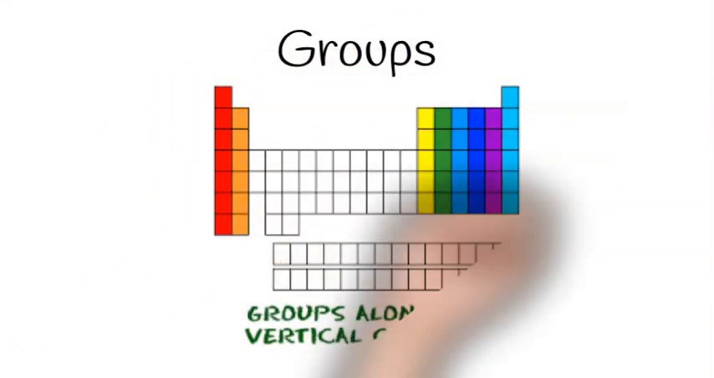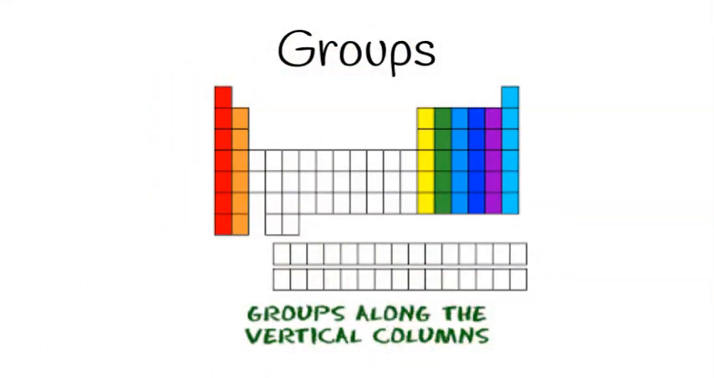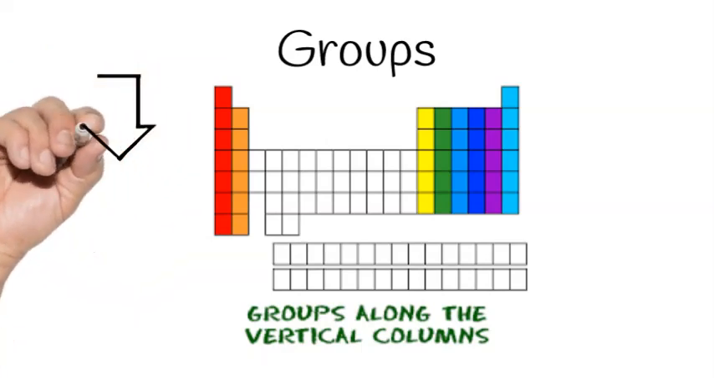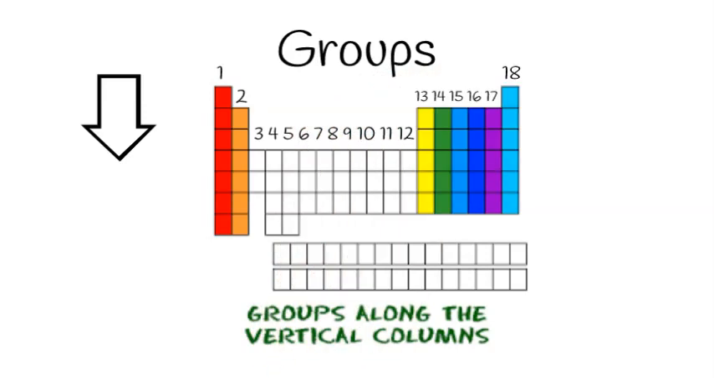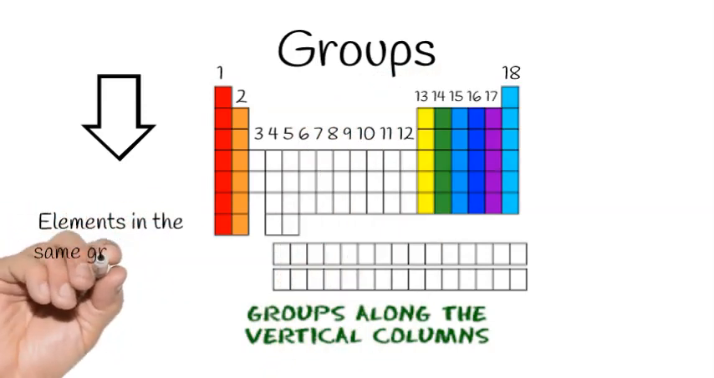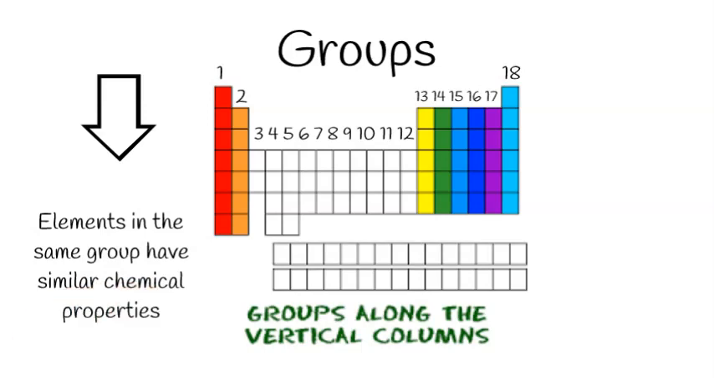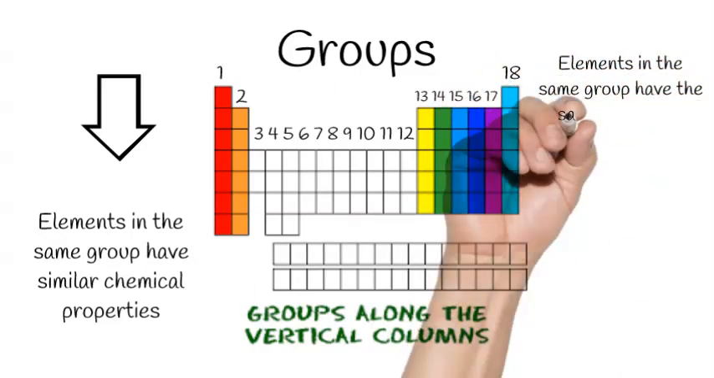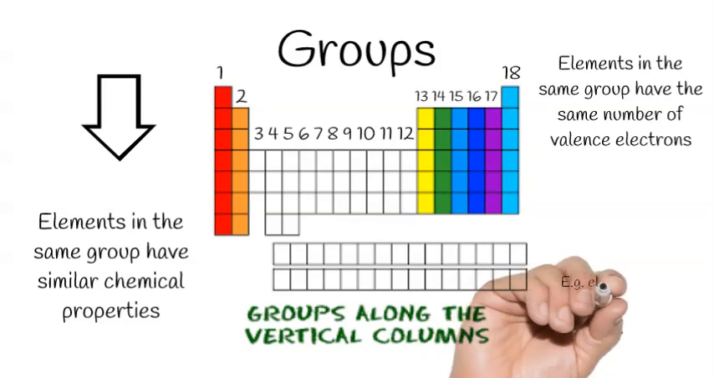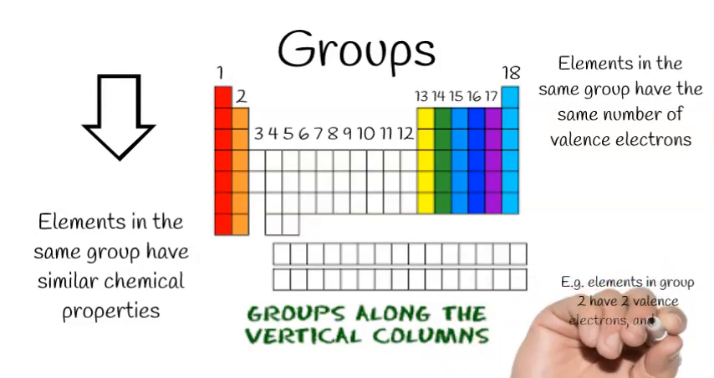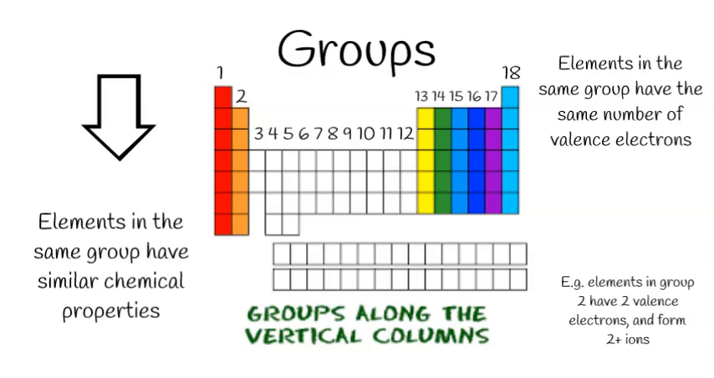The next level of organisation in the periodic table is the groups. The groups are the vertical columns in the periodic table. There are 18 groups as numbered here. And the first thing they have in common is that members of each group have the same kind of chemical reactivity. For example, in group 18, they are all unreactive, the noble gases. The next thing they have in common is that if they're in the same group, they have the same number of valence electrons. E.g., elements in group 2 have 2 valence electrons.